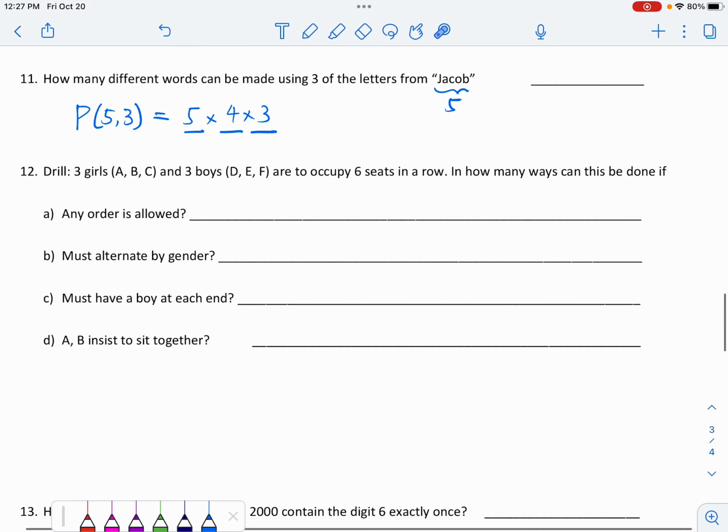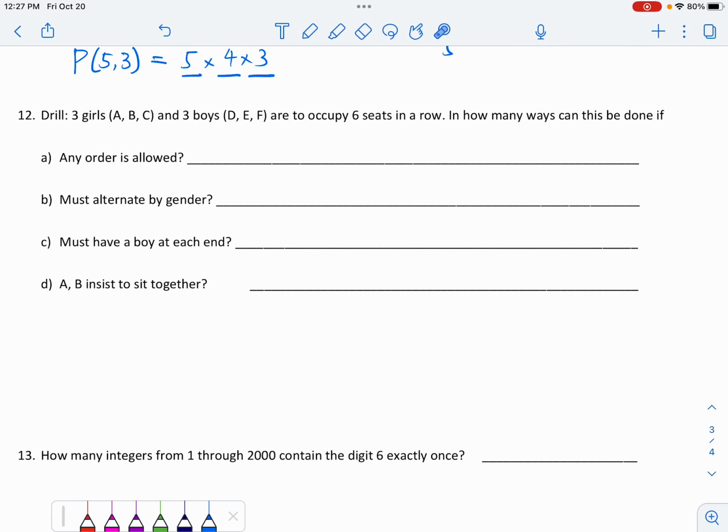All right, let's do some drill exercise. 3 girls, let's call them ABC, and 3 boys, call them DEF. They are to occupy 6 seats in a row. So this is not a circular table scenario. It's just 6 seats in a row. How many ways can this be done if any order is allowed? So this is actually 6 factorial, right? 6 factorial because 6 seats.